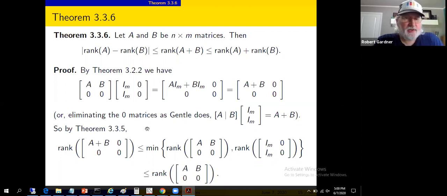We just saw that when we have the rank of a product of matrices, we get less than or equal to the minimum of the ranks of the constituents. So if we take the rank of A plus B with the zeros on there, this matrix here, it's the rank of the product of these two. The rank of the product of these two is less than or equal to the minimum of the rank of the first one and the rank of the second one.